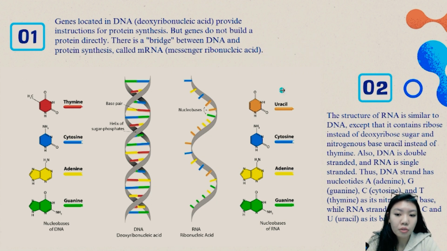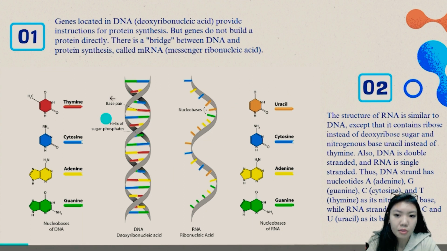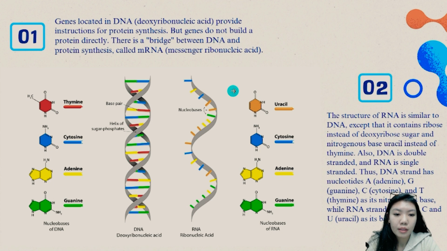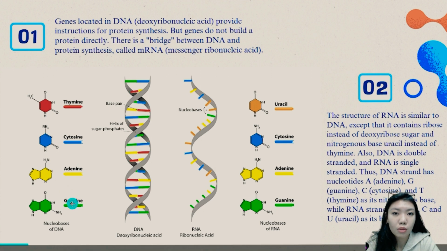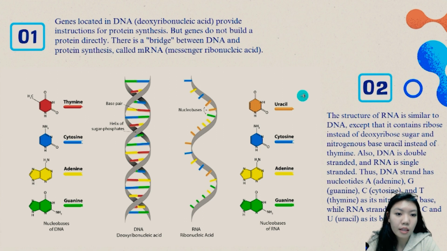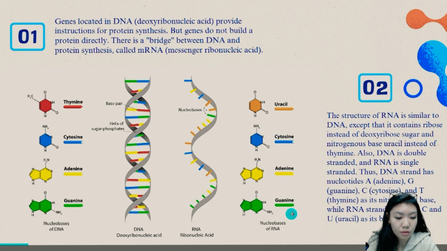Here, in the structure, we have differences in DNA and RNA. You can see they are similar, but DNA is two-stranded. It means that they are double-stranded. It's one helix, and here the next, second helix. But RNA is only one-stranded. And there is a difference in their nucleotides. In DNA we have thymine, cytosine, adenine, and guanine, but in RNA we have uracil instead of thymine, and the cytosine, adenine, and guanine as well.